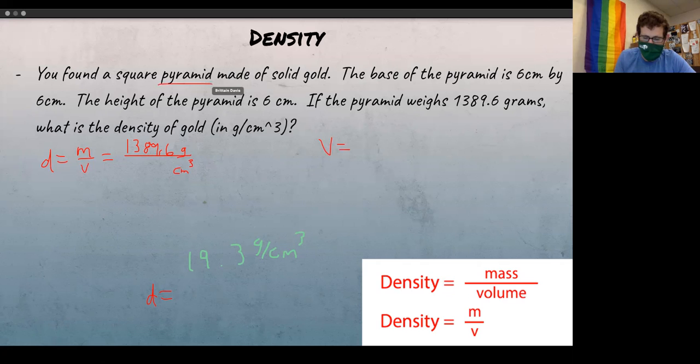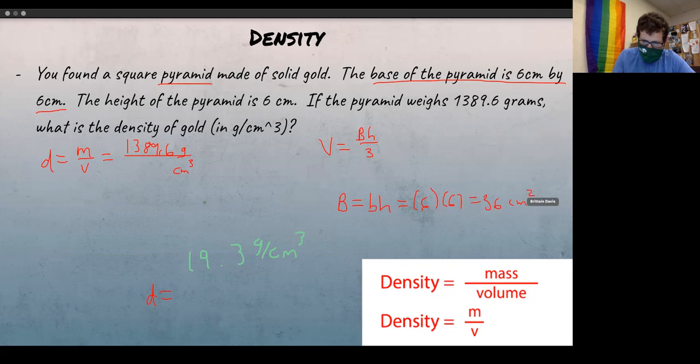So let's kind of jump over now and look at this. Because it's a pyramid, I'm going to do area of the base times the height divided by 3. And because it is a square pyramid, the area of the base is just going to be a rectangle. So base times height. And it tells me those numbers. So I'm just going to kind of go through this a little bit quickly. The base is 6 centimeters by 6 centimeters. So there it is. 6 times 6 gives me 36 square centimeters.